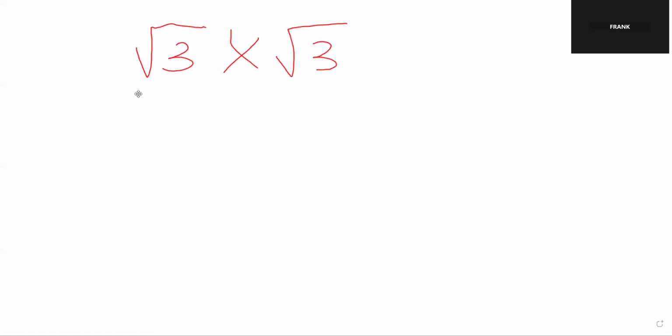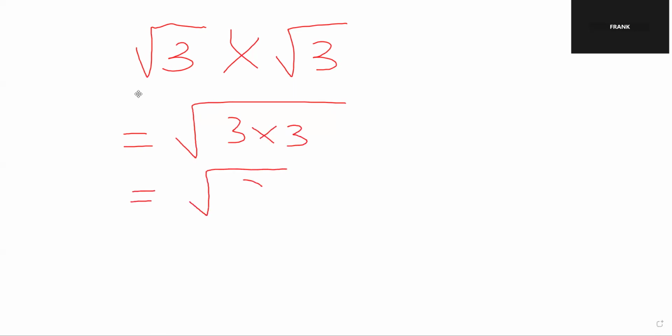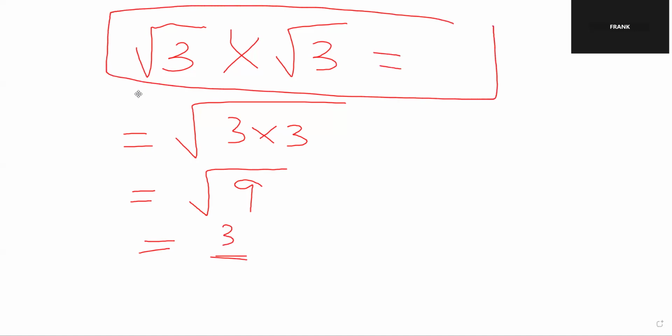In fact, if you have to solve this, you can bring them together, and that will be 3 times 3 within a square root. And 3 times 3 is 9. Square root of 9, 9 is a perfect square, and the answer is 3. So if you watch carefully, we can say if you have square root of 3 times square root of 3, the answer is the number in the square root, 3.